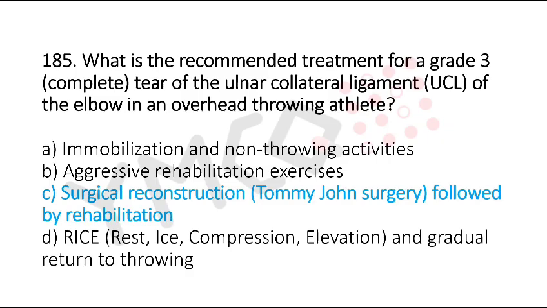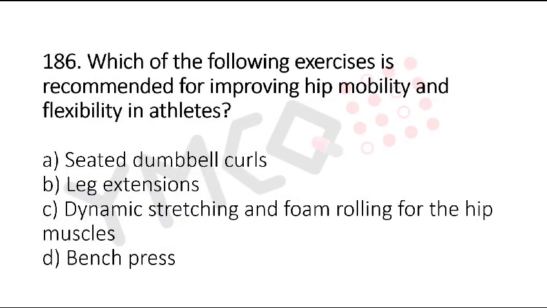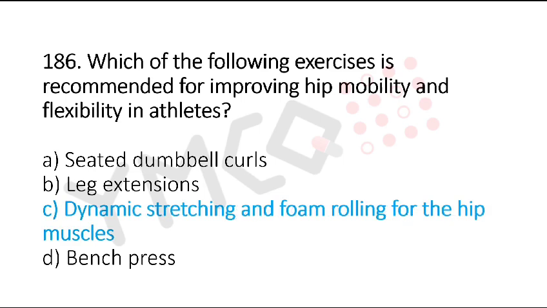Now let's move to question number 186. Which of the following exercises is recommended for improving hip mobility and flexibility in athletes? Option A, seated dumbbell curls. Option B, leg extension. Option C, dynamic stretching and foam rolling for the hip muscles. Option D, bench press. And the answer is option C, dynamic stretching and foam rolling for the hip muscles.